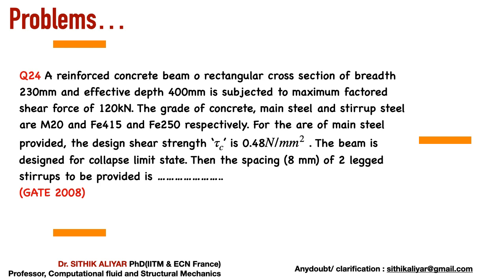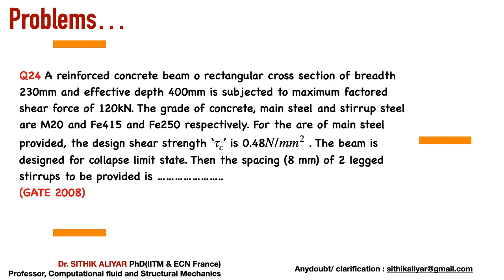Stirrup steel, mostly we will use mild steel bar because it is easy to bend. If you are using a tor steel, it is already twisted. If you are further twisting it to make a stirrup, cracks will develop at the corners. Okay, in most cases we will use mild steel for this. If it is single legged stirrups, it is very easy. Single legged stirrups we can go for tor steel, but for two legged or four legged stirrups, we will use mild steel.